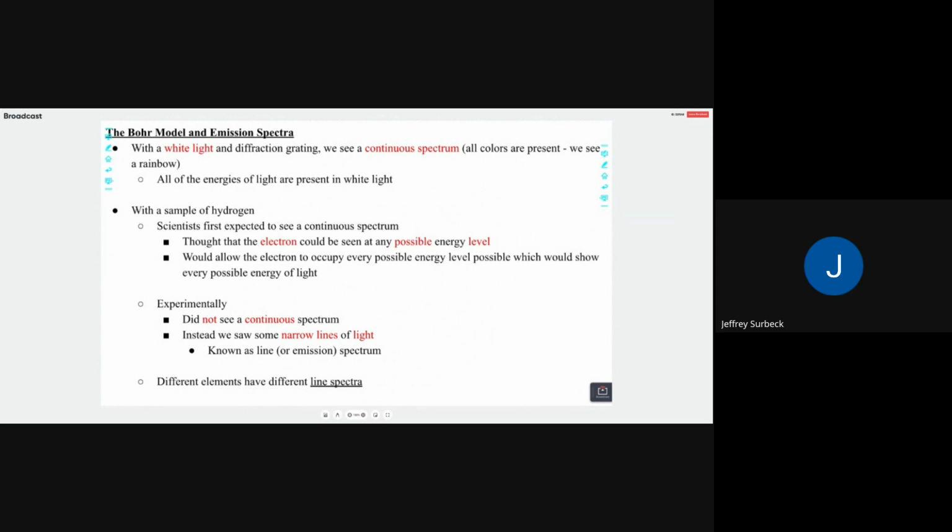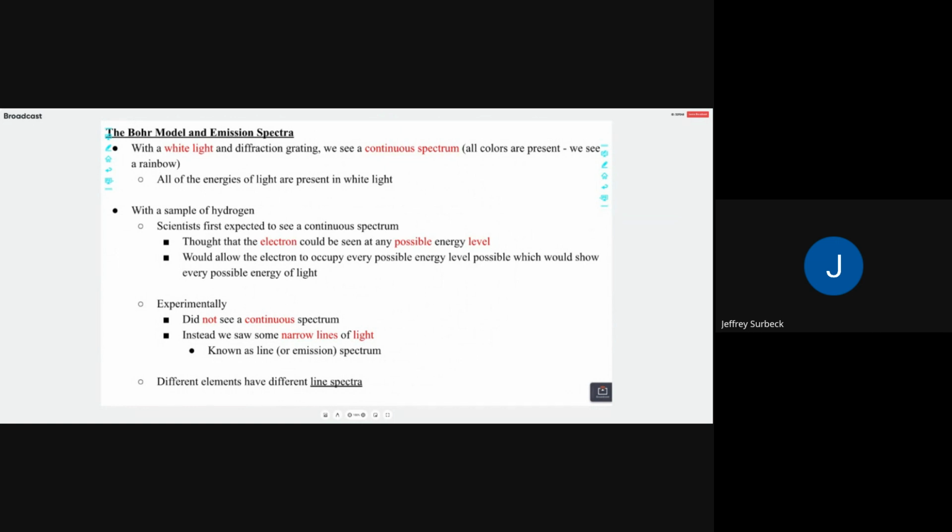They thought that possibly it might have white light properties, where you see all the colors of the rainbow. But what they actually found with hydrogen was only a few unique colors of light, okay? And so here is what happened. We get this idea of a line spectrum.